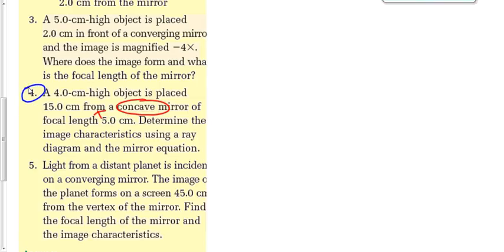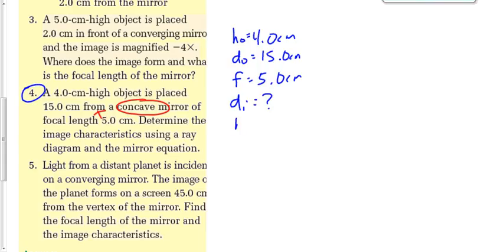We know that we have an object height that is 4 centimeters, and we know that we have an object distance that's 15 centimeters. We know that we have a focal length of 5.0 centimeters. Listen, what do we want to find here? Let's find everything we can find. Let's find DI. That'll tell us whether it's real or virtual. Let's find HI. That'll tell us whether it's right side up or upside down. And let's find the magnification, and that'll tell us whether it's bigger or smaller. Let's go with DI first.